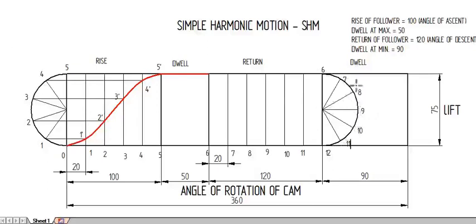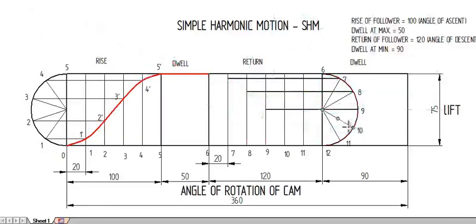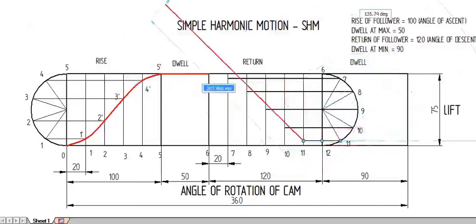Now construct a vertical line from each point on the semicircle. 6 we have already drawn. From 7, I am drawing a horizontal line to meet the vertical line of 7. From 8 to the vertical line of 8. From 9 to the vertical line of 9. From 10 to the vertical line of 10. From 11 to the vertical line of 11. Okay, so I have done the return also. I'm showing these as thin lines.